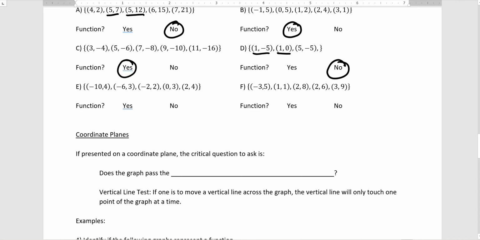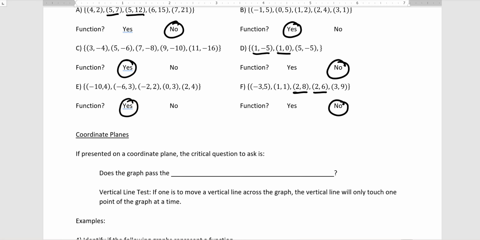Looking at letter E, -10, 4, -6, 3, -2, 2, 0, 3, 2, 4. I think that one checks out all right. That one is indeed a function. Looking at letter F, -3, 5, 1, 1, 2, 8, 2, 6, 3, 9. Is that a function? No way, Jose, because 2, 8, 2, 6, we have one input producing multiple outputs.